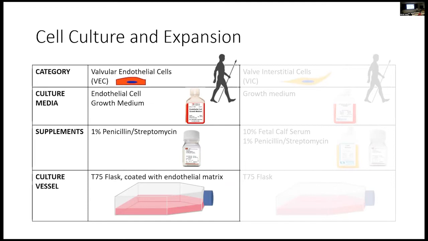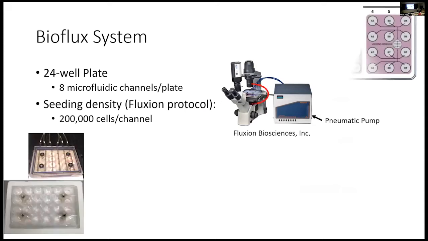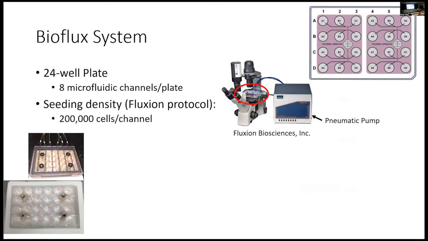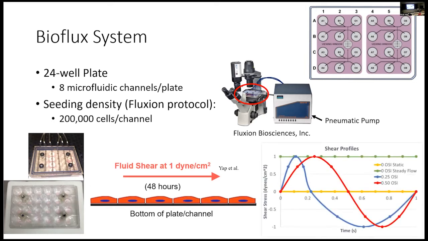Commercially available VECs are obtainable with the specific required growth medium and culture flasks. The VECs were then subject to a Bioflux shear assay system using 24 well plates that consist of 8 microfluidic channels per plate. The VECs were subject to 48 hours of different OSIs. The OSIs are pictured here with 0, steady, low, 0.25, and 0.5 OSI.